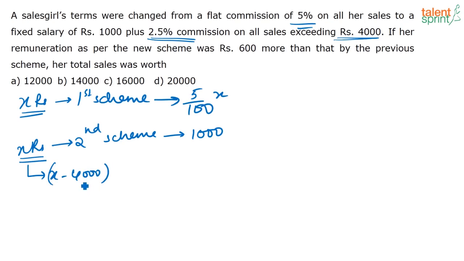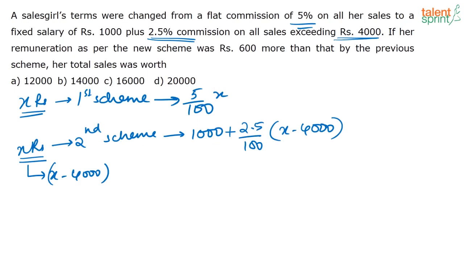For the remaining amount, what is it? First I sell for 4000 rupees, then whatever I sell, totally I have sold up to X rupees. So, only for this X minus 4000, she will get a commission of 2.5%. What will be her total salary? Her total salary will be 1000 plus the 2.5% that she gets for all the sales above 4000 rupees. What is the sale above 4000 rupees? It is nothing but the total sales, X minus 4000. So, this is the second scheme and this is the first scheme.